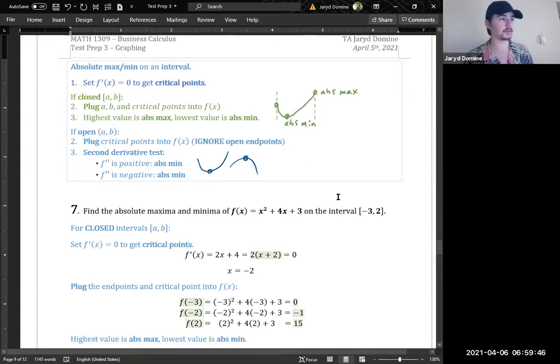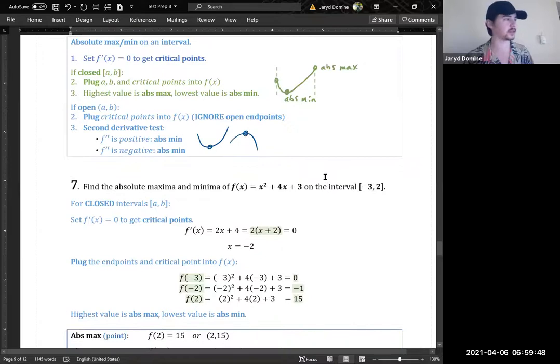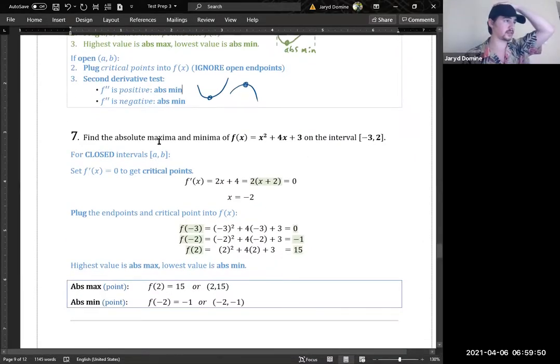Okay. All right, and so let's work on 7 and 8. So for 7, it wants us to find the absolute max and min of this function on the closed interval, -3 to 2. So this means it includes the numbers -3 and 2.